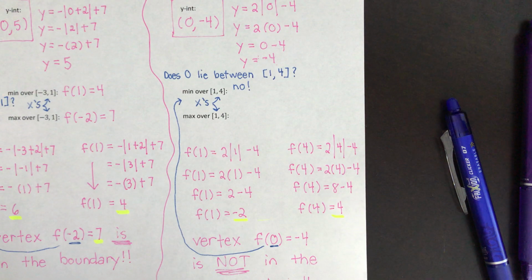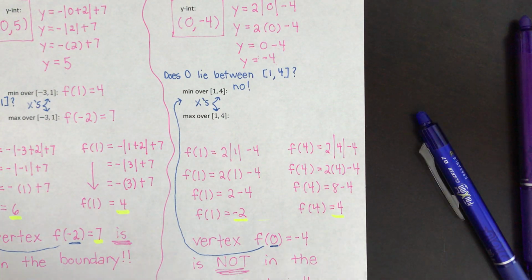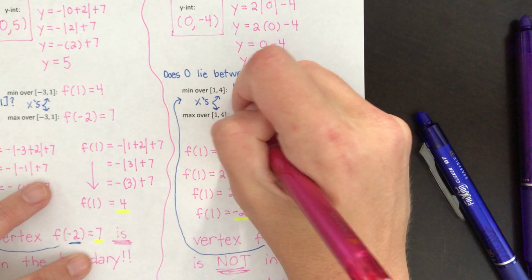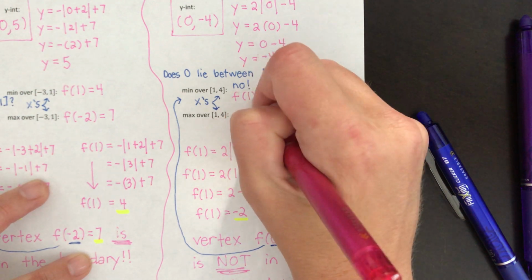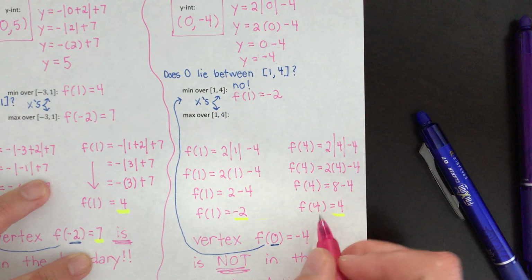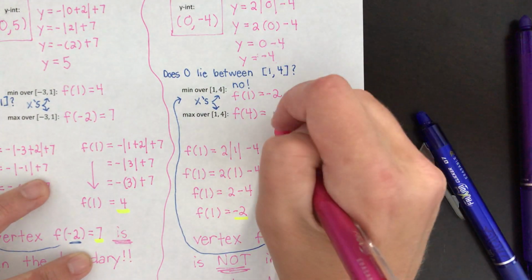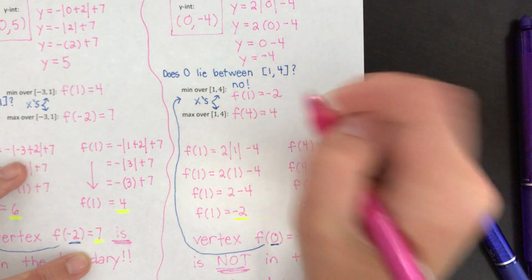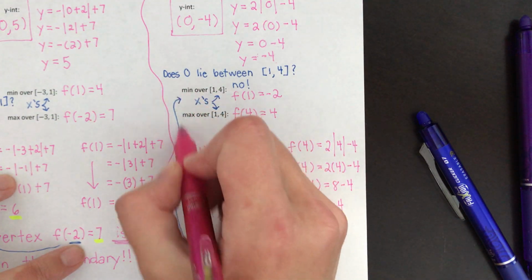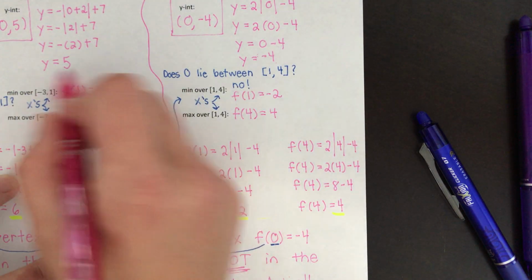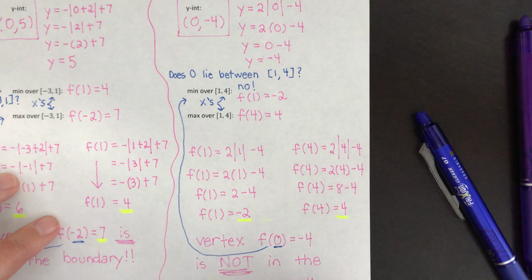My min and max come from only my boundary. So of course that f of 1 equals negative 2 is my min, and f of 4 equals 4 is going to be my max. So I couldn't really box these, but hopefully you catch the drift. Those are your final answers.